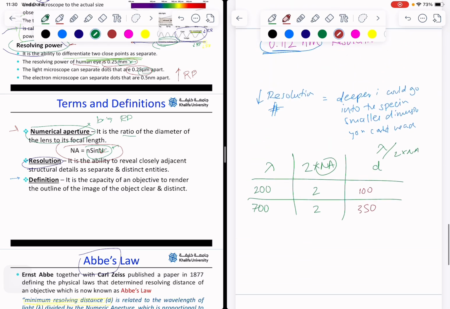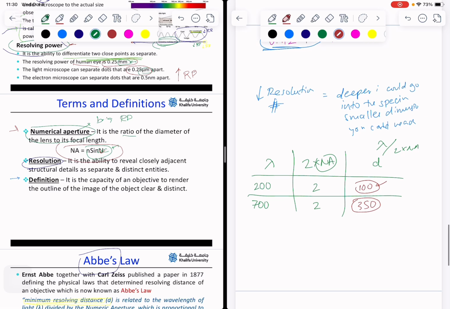And what I said just now is that the smaller the number of the D, the deeper I could go in, or the more smaller dimensions I could go in to give you a picture. So this is better. The 100 is way better than the 350. And I just said in the slides above that when we looked at the wavelengths, when the wavelengths were really big or longer wavelengths, it gave me a really lower resolution power, which makes sense over here.